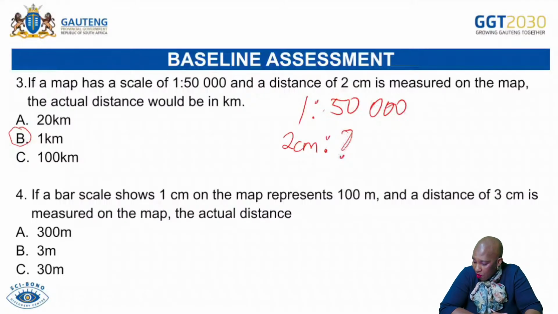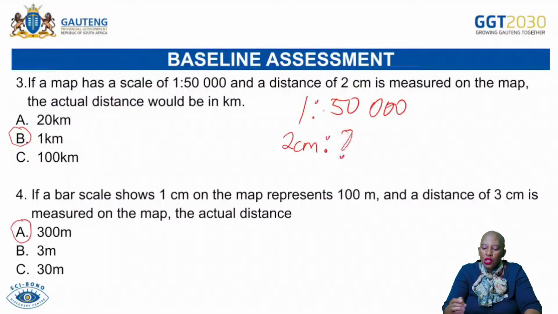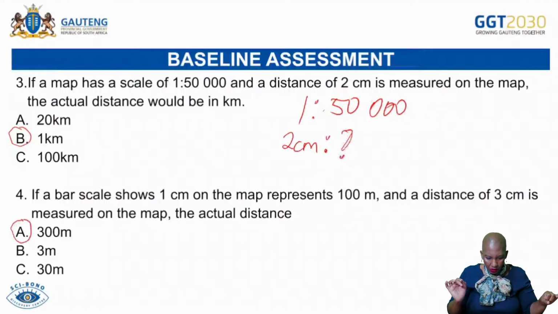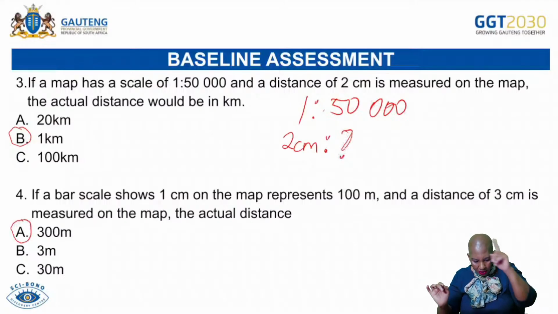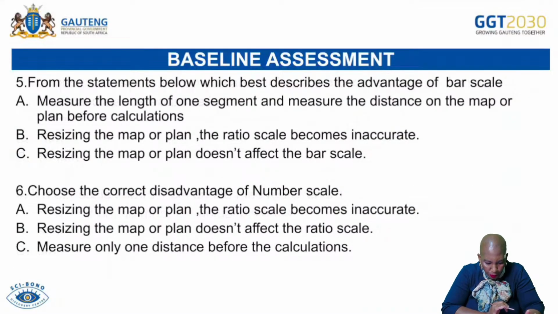I'm checking the time on my side as well. The correct answer will be A. Someone got it correct in class. Boys and girls, can you see? It's so simple. 1 centimeter is equal to 100 meters. And then 3 centimeters will be equal to what? 3 times 100. It will give me 300 meters.